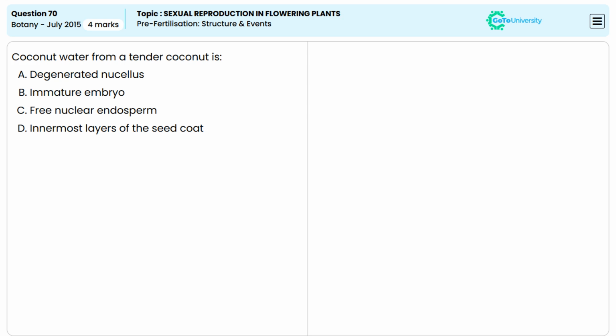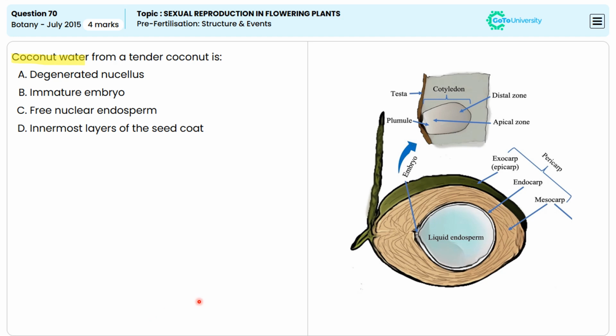Which among the following defines coconut water from a tender coconut? Coconut water is a clear liquid found inside the fruit of a coconut, and it is produced in the endosperm of the coconut, specifically during the early stages of fruit development. So that means the correct answer is option C, free nuclear endosperm.